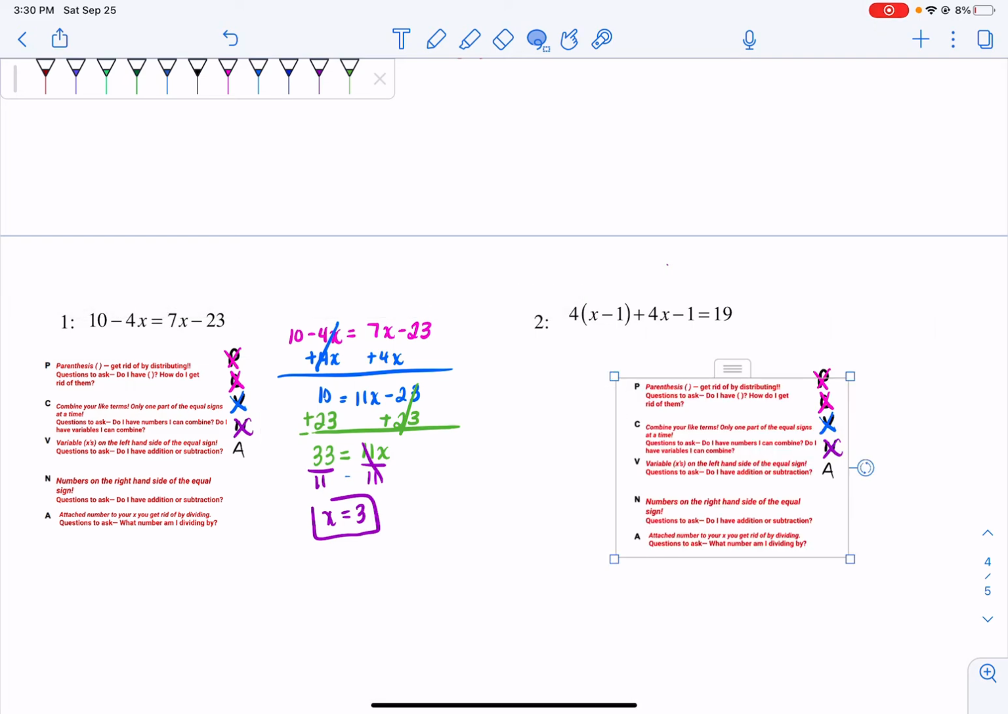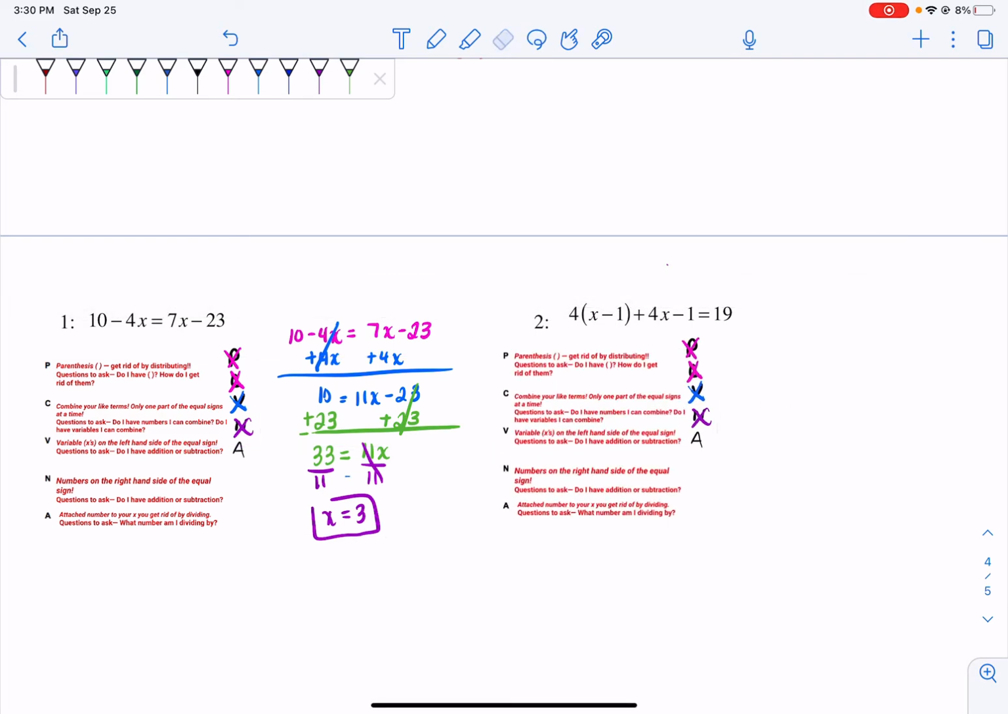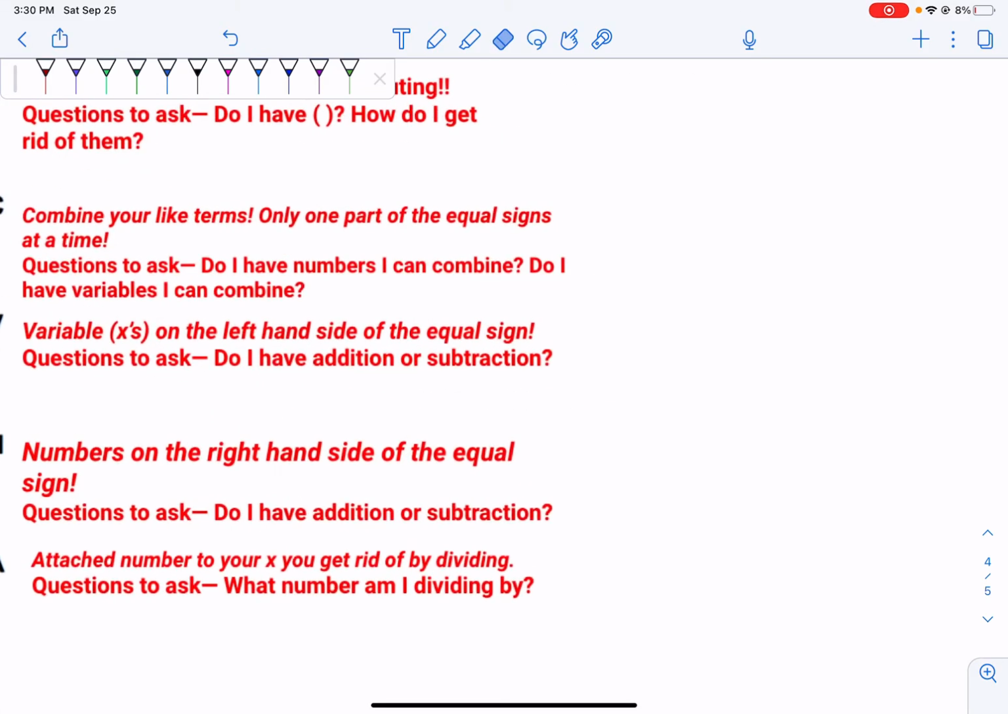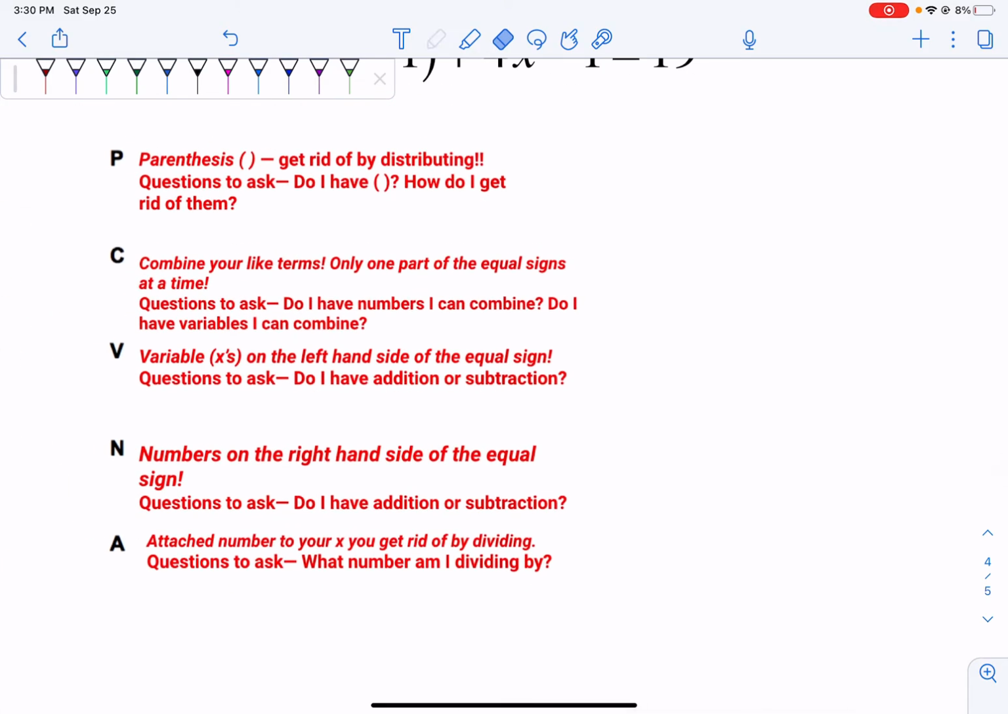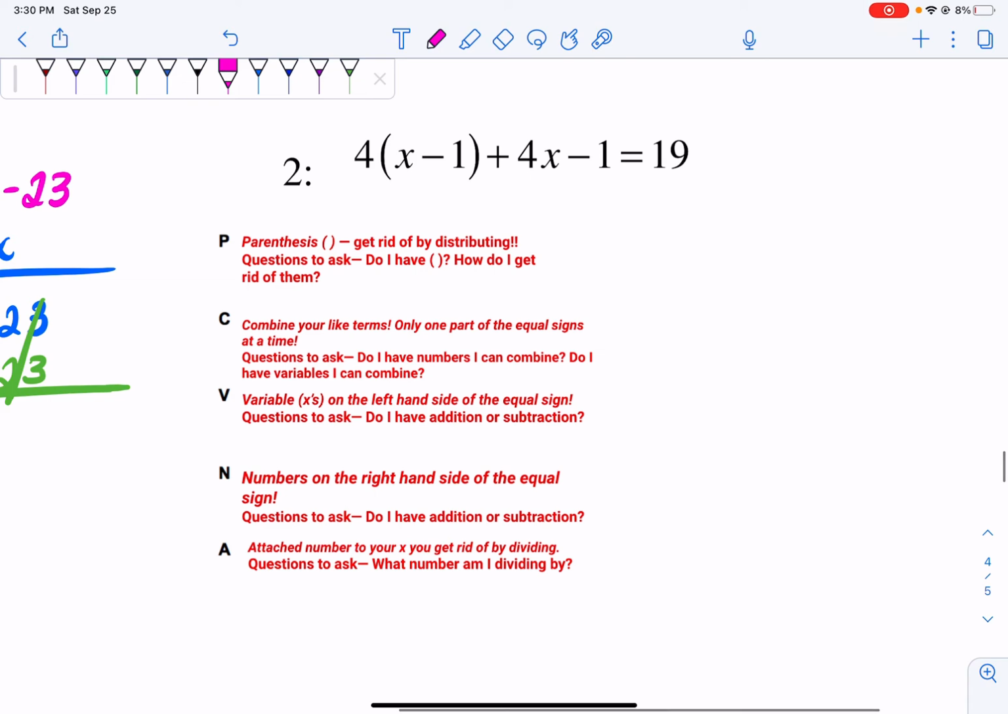Copy, paste, very good. I'm going to erase this. Now, parentheses, so PCVNA. I have to ask myself, do I have parentheses? And I do. I get rid of them by distributing. So I'm going to distribute my 4 to my x and my 4 to my negative 1.